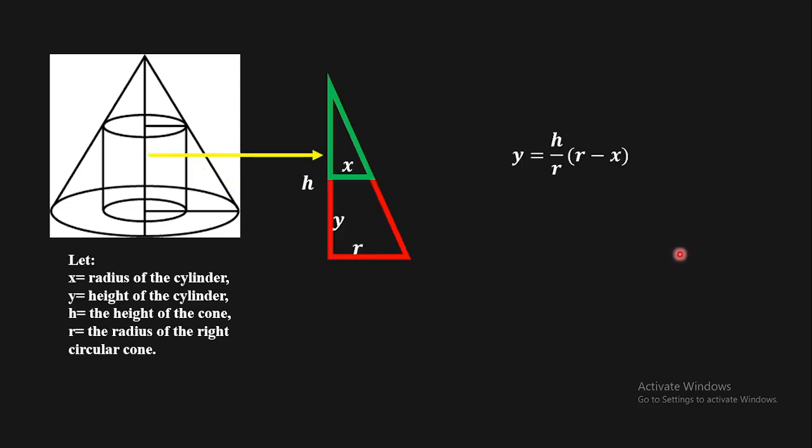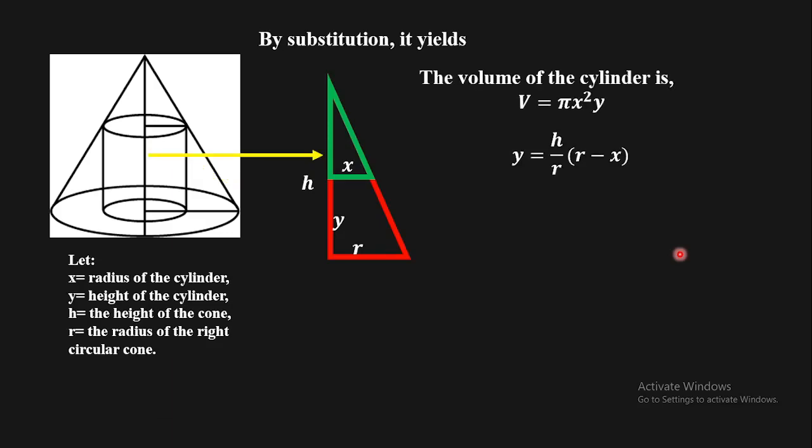So we'll substitute it to the volume formula, which is pi x squared y, and we'll get volume V is equivalent to pi x squared times the quantity of h all over r times the quantity of r minus x. Next we distribute the x squared towards r and this one, and we'll get volume V is equivalent to pi times h all over r times the quantity of r x squared minus x to the power of 3, which is the new formula for the volume of the cylinder inside the right circular cone. Then we'll figure out the maximum volume with respect to the radius, which in turn can be related to the height of the cylinder.